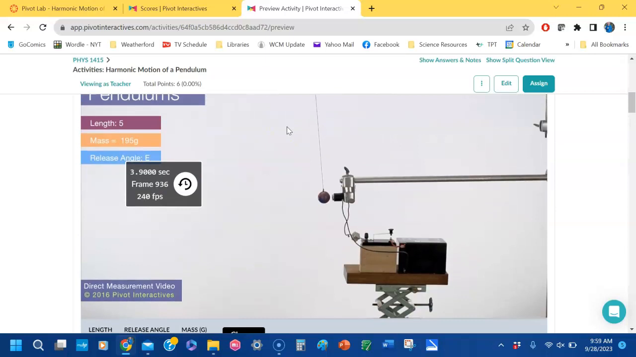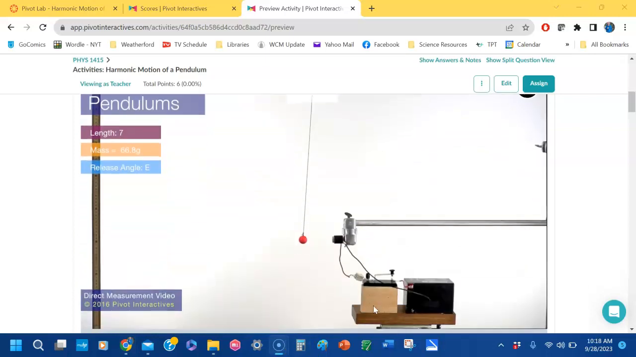Now, what we want to investigate are three things. Does the length of the string affect the period? Does it go faster or slower based on the length? How does the mass affect the period? Does it go faster or slower depending on how heavy the weight is at the bottom, which is a good question. And finally, release angle. Does it matter how far we pick it up before we let it go each time? Okay, also a fair question. All right, so here we go.